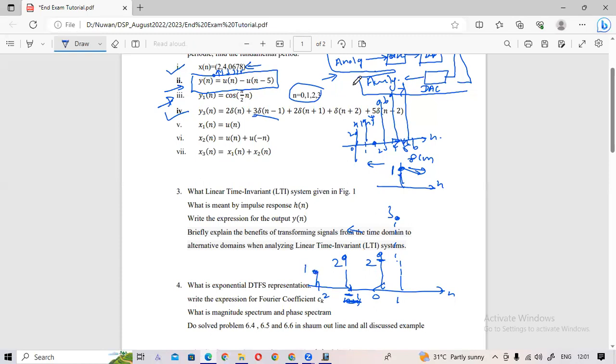And delta n minus 2. N minus 2 means it is shifted in this direction by 2. So the value is 5. Okay, so that value will be 5. So this signal y3n will look like this. This is the signal, and it is not repeating. So this one is a non-repeating signal.